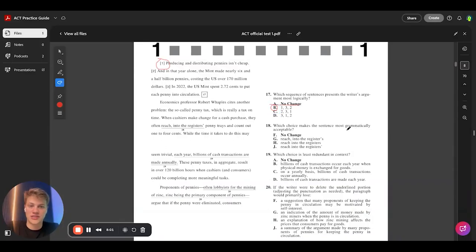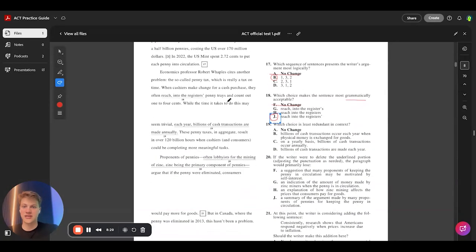This is a grammar question because it asks us which answer choice is most grammatically acceptable. And immediately F is wrong. That comma doesn't need to be there. They often reach into the register's penny trays. This does not have a comma, and register's is a plural possessive. You can learn all of your English grammar rules in the study guide, so we'll move on to question 19.